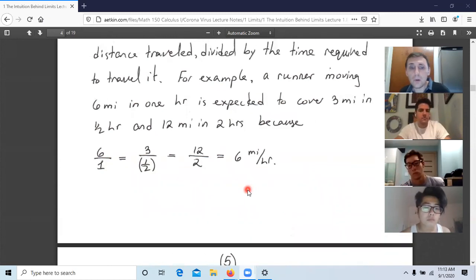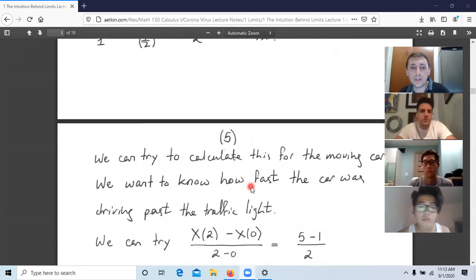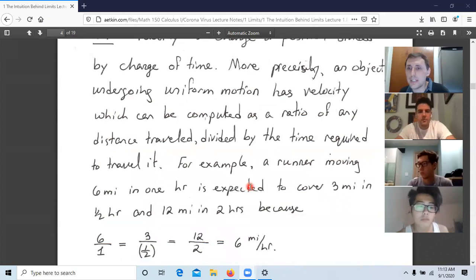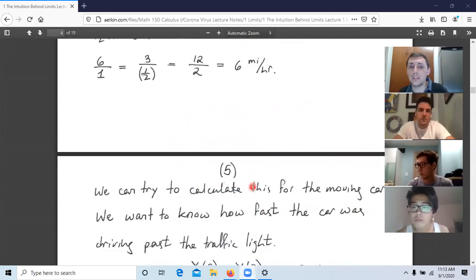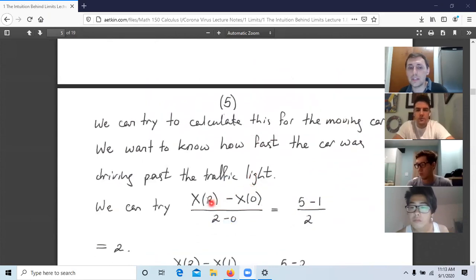So the question now is, well, is this car moving at a constant rate, right? What might you try to do to calculate its speed? We are interested in the speed or velocity at 2 seconds, or right at 2 seconds.